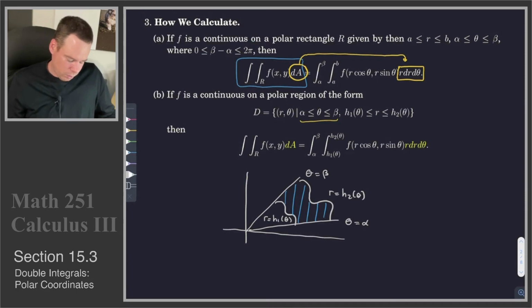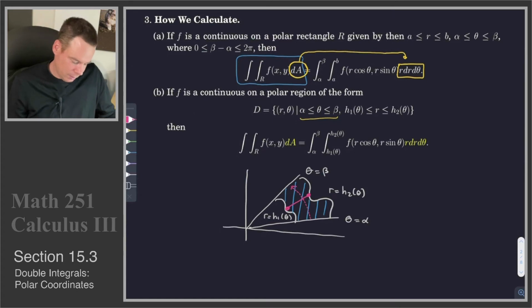The r value goes from h1 of theta to h2 of theta. We're thinking of it as like a slice that goes out like this, a line segment, and then we let that line segment sweep out all of these angles as the angle goes from alpha to beta. And the key thing is indicated there in yellow. The area element dA gets replaced with r dr d theta, and everything else gets written in terms of the polar coordinates. So let's have a look at an example.